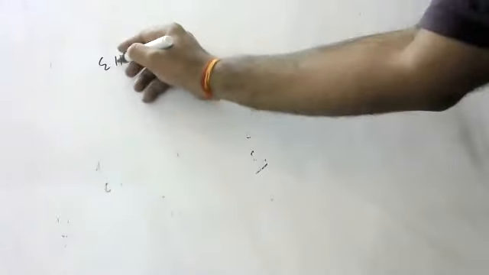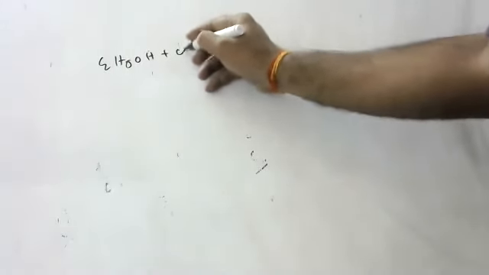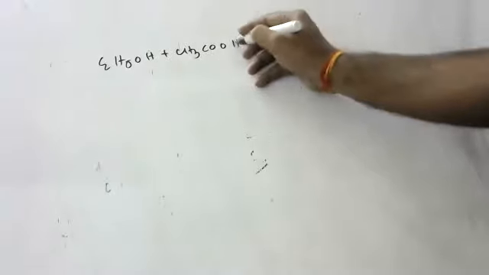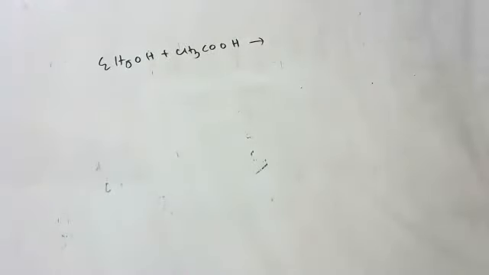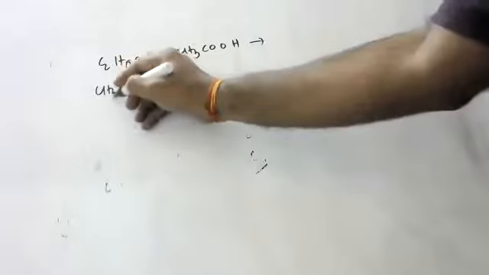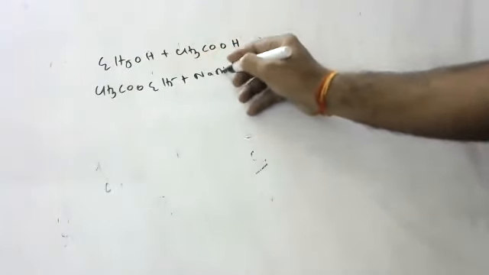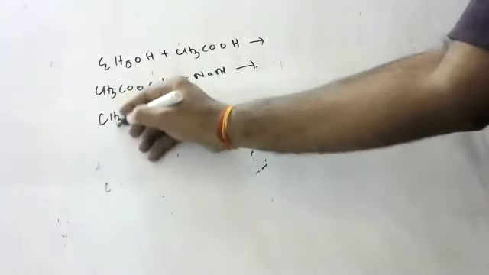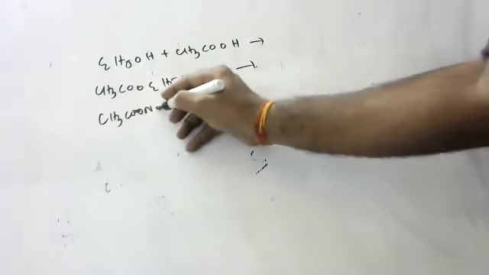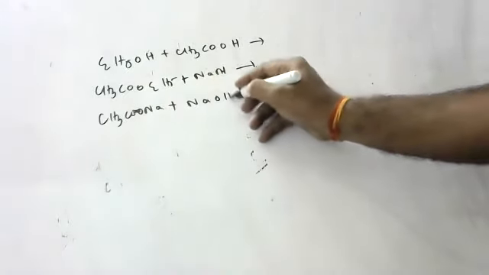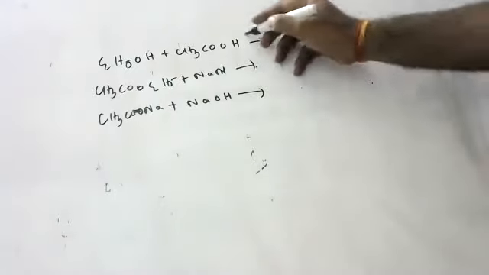Next question. Children, I'll give some reactions. If you know the answers, please tell. First one, C2H5OH plus CH3COOH. Second one, CH3COOC2H5 plus NaOH. Third one, CH3COONa plus NaOH. Can anyone tell what type of reaction the first one is?